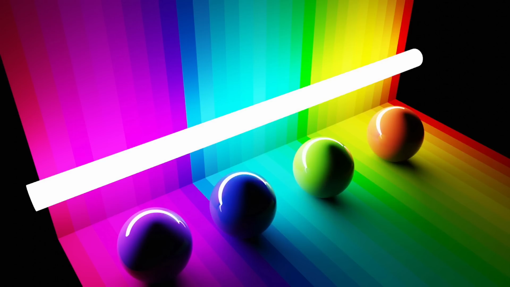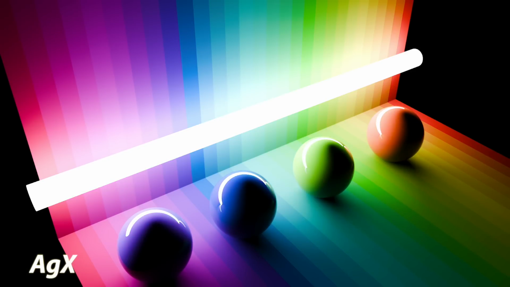So let's turn on AGX now and look what AGX does. Do you see how AGX maintains individual bands? You can still see them and it gives us the better representation of those bright areas.